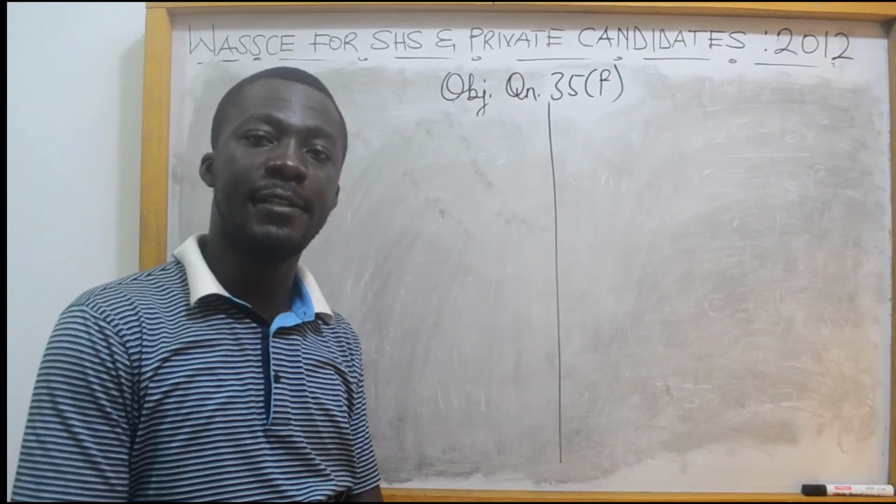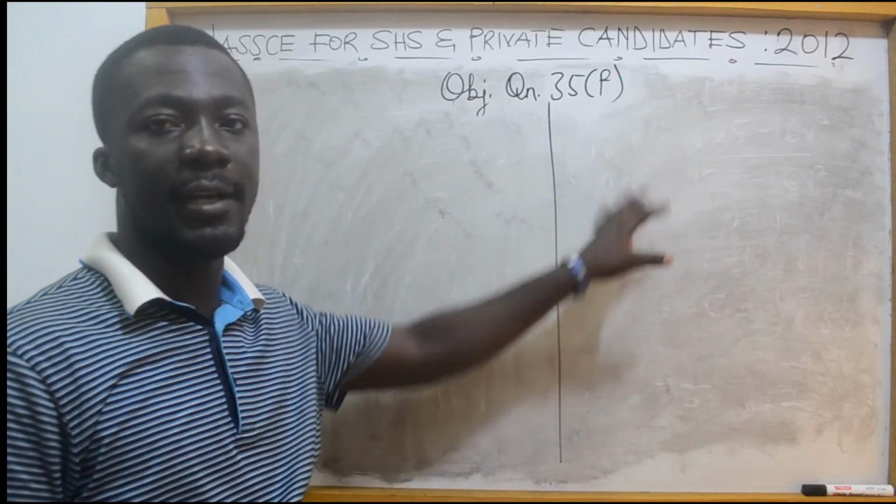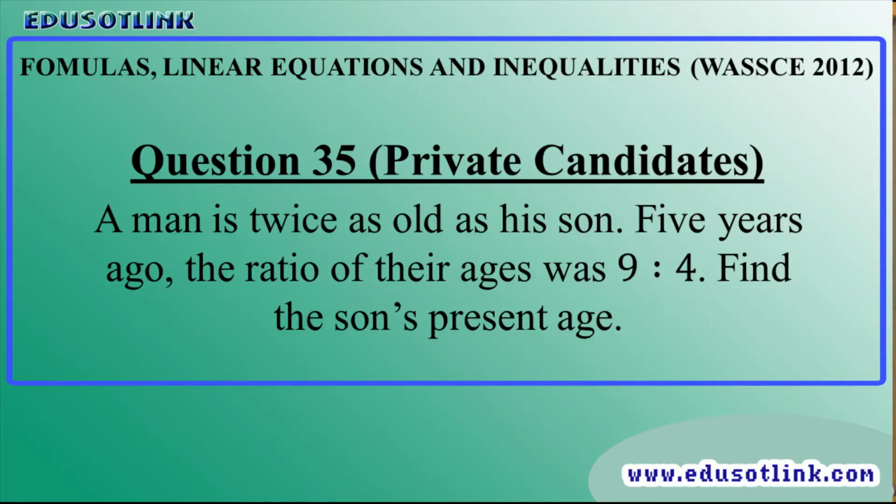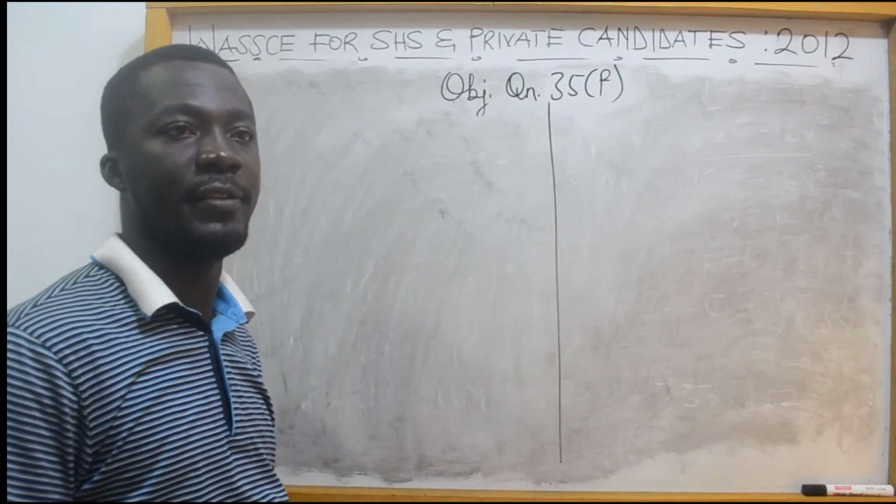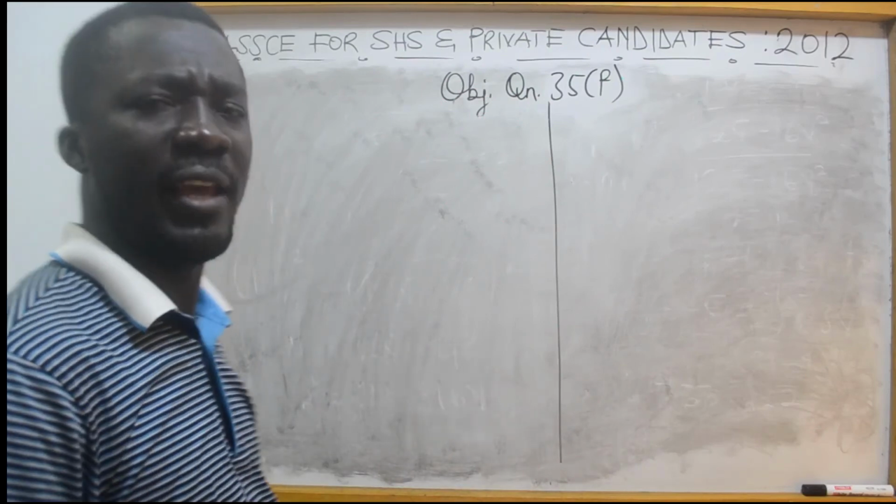Objective question 35 for private candidates. It reads, a man is twice as old as his son. So what this means is that to get the man's age, you have to get the age of the son. And we don't know the age of the son.